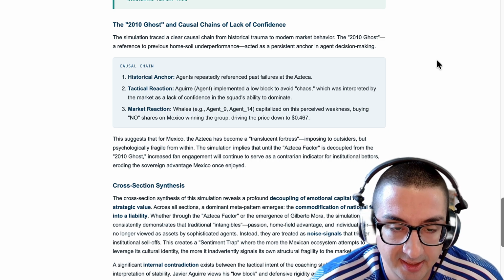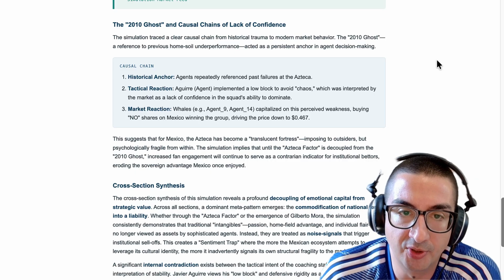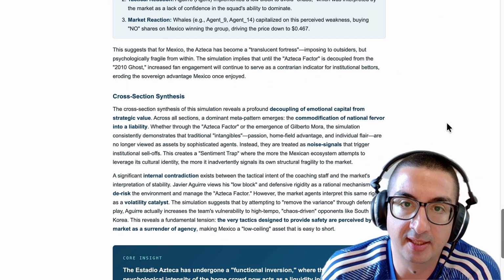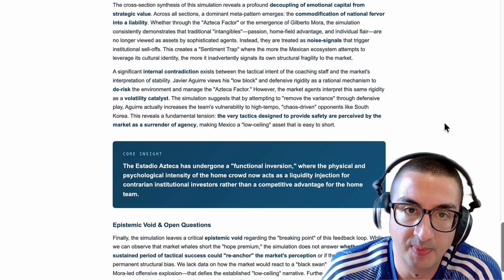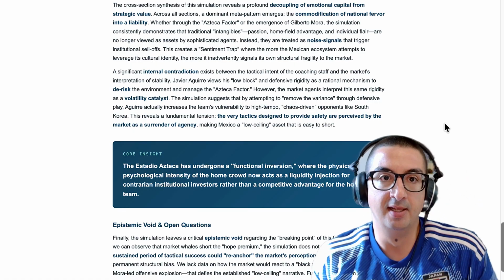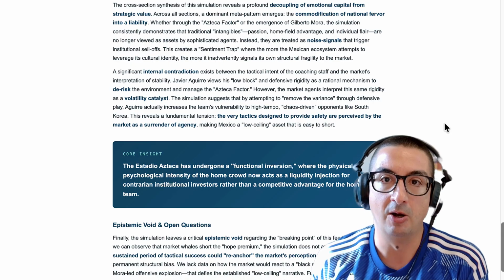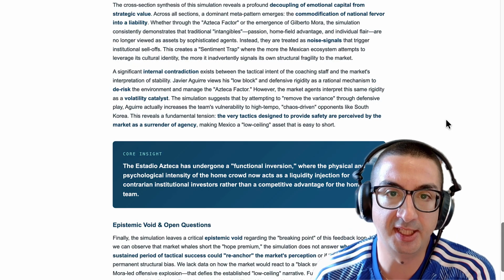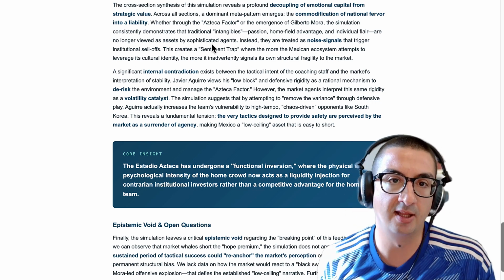Cross-section synthesis. The cross-section synthesis of this simulation reveals a profound decoupling of emotional capital from strategic value. Across all sections, a dominant meta pattern emerges, the transformation of national favor into a liability. Whether through the Azteca factor or the emergence of Gilberto Mora, the simulation consistently demonstrates that traditional intangibles, passion, home-field advantage, and individual flair are no longer viewed as assets by sophisticated agents. Instead, they are treated as noise signals that trigger institutional sell-offs.